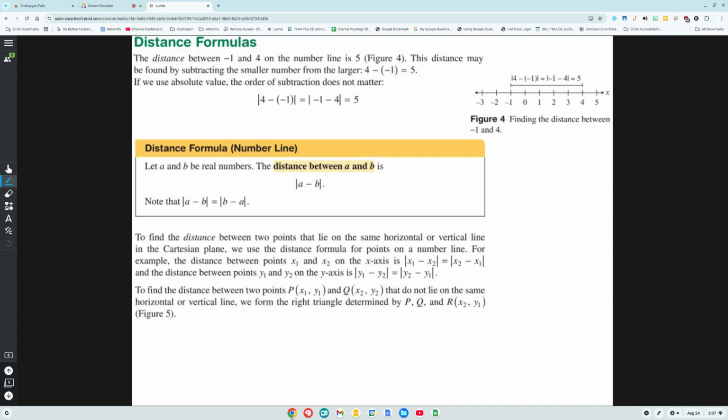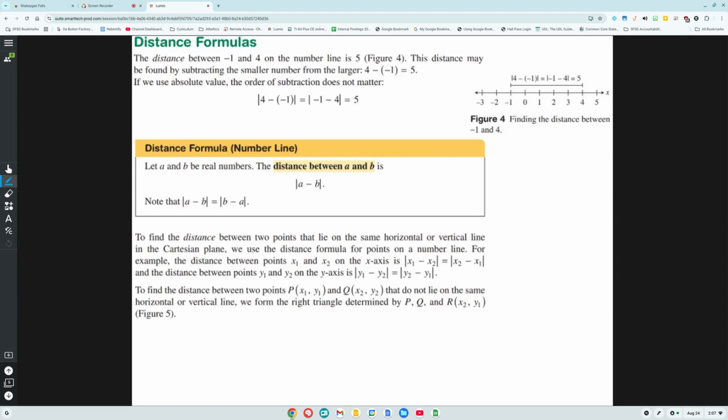So the distance formula, if we're just talking about a number line, is just: let A and B be real numbers. The distance between A and B is just the absolute value of the difference of A and B. And really, I could say that A minus B and B minus A are interchangeable there, where I could say that the absolute value of A minus B is actually equal to the absolute value of B minus A.